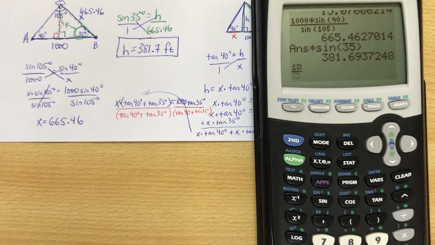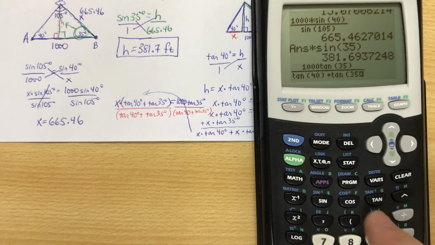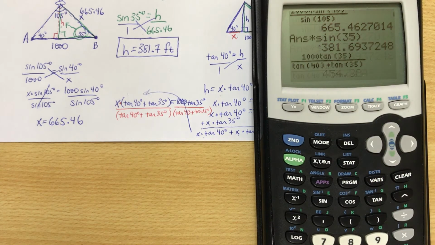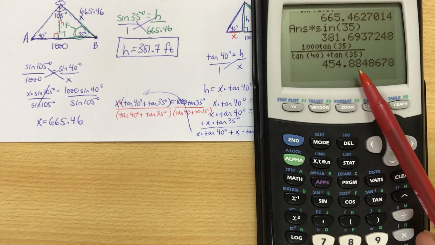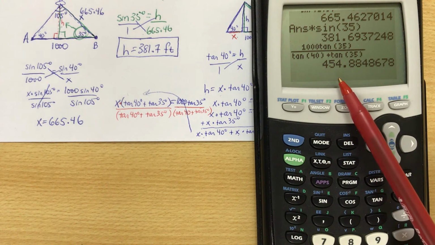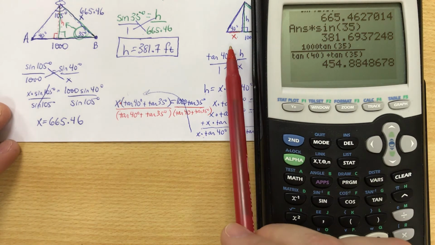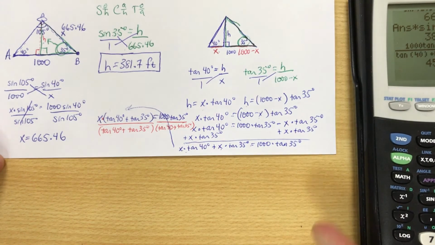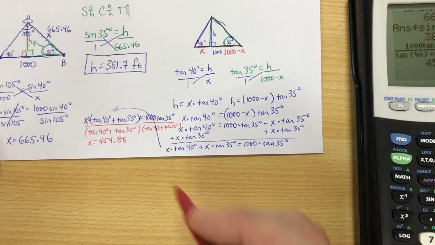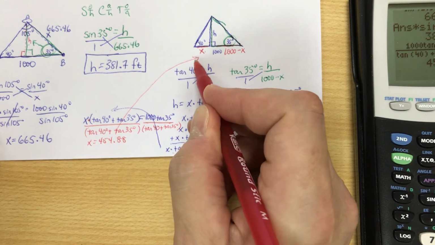So I'm going to type 1,000 times tangent 35 degrees divided by the tangent of 40 degrees plus the tangent of 35 degrees. All right, that's a lot that I have to type. Looks right. Enter. 454.88. Now, you'll say, wait a minute, that's not the answer. You're right, it's not, because that is the value of x. So x is 454.88. That is this value right here.